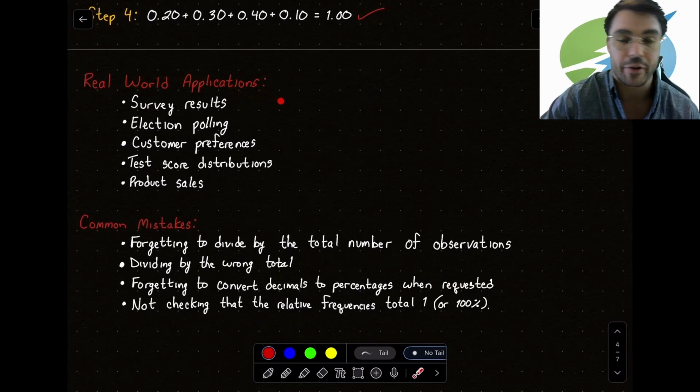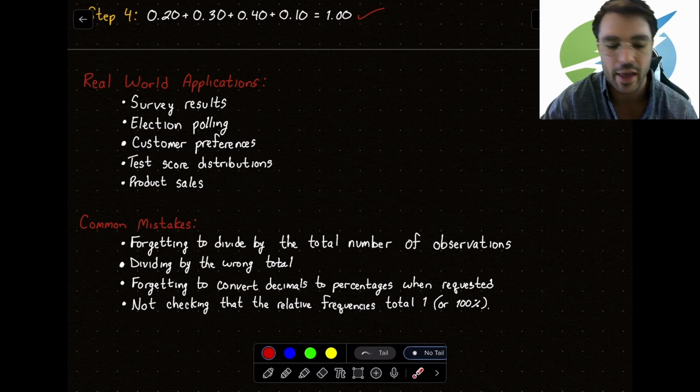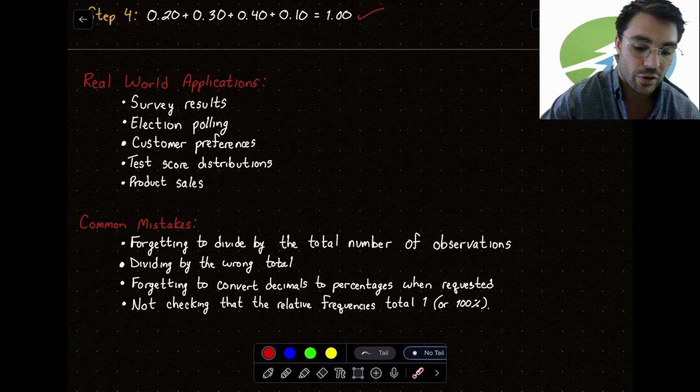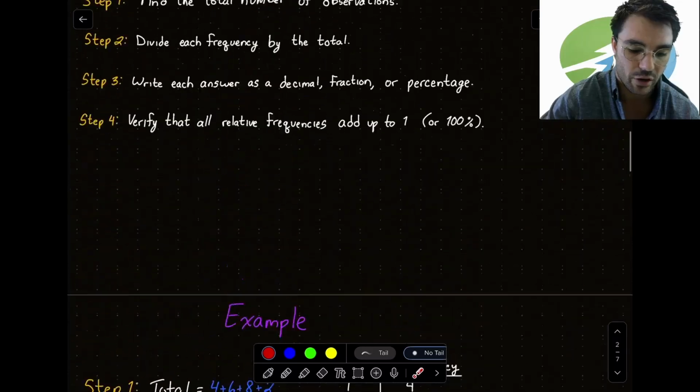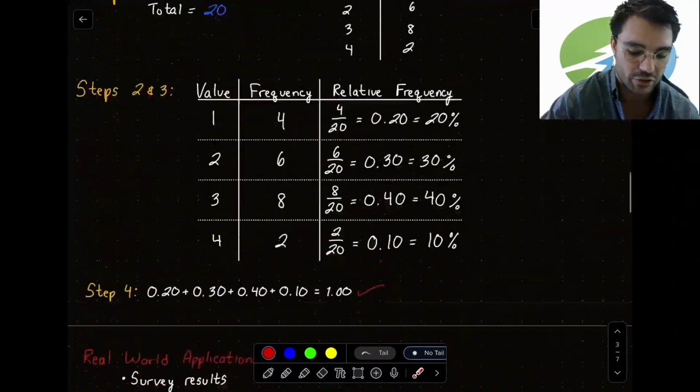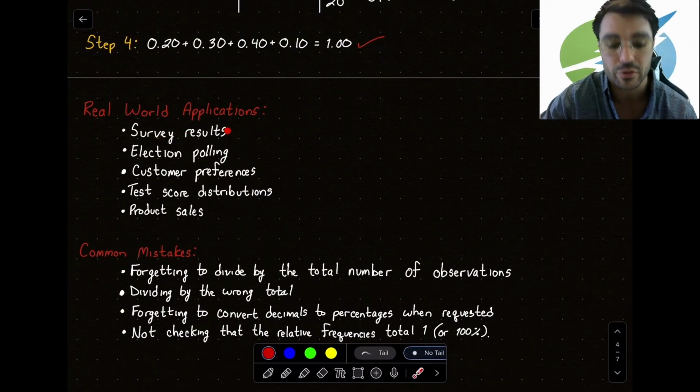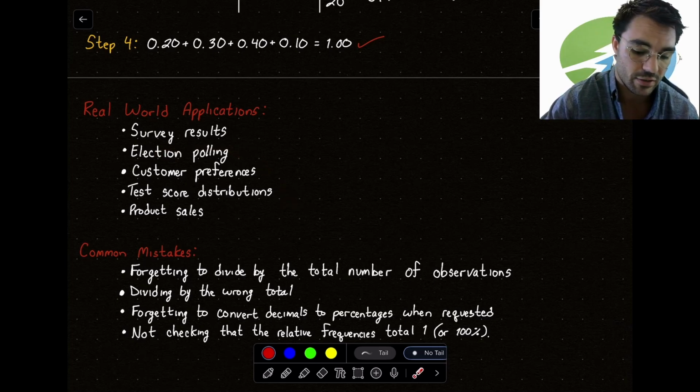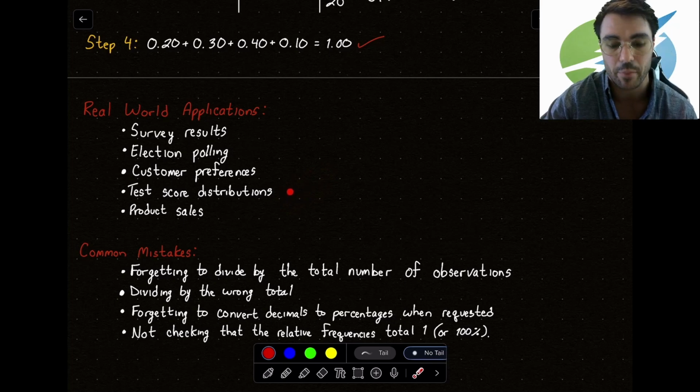Here are some real world applications. I know this is important to a lot of students. Me personally, I just enjoy it for the game. But some people like, oh, what am I going to use this for? All right, well, you'll see relative frequency distributions used in survey results. You will see it used in election polling, customer preferences, test score distributions, which is a big one for students. It's good to see how you compare personally to the rest of the class, and product sales.